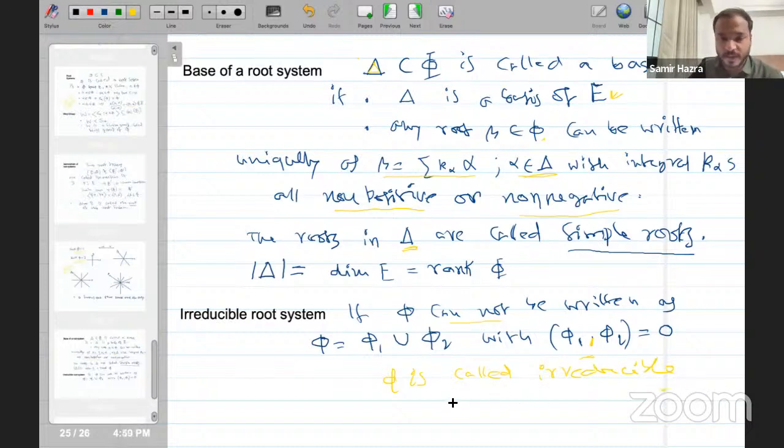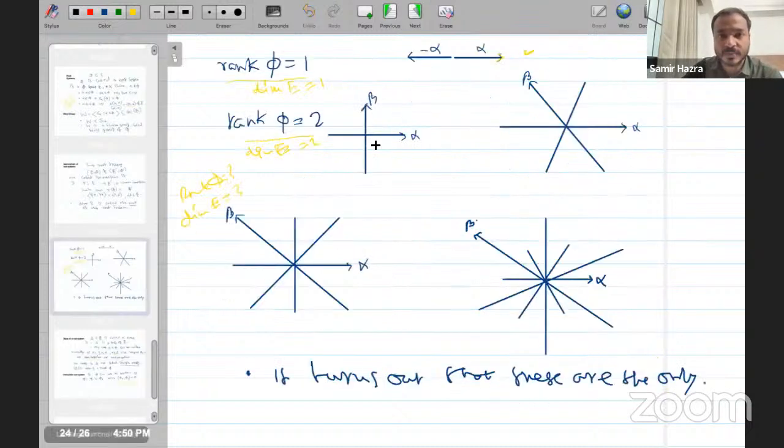So basically, for example, if we come over here, this is alpha, and this is minus alpha, right? So if I write alpha and minus alpha on one side, and this is beta, and this is minus beta. So beta and then minus beta. Call this phi 1 and this phi 2.